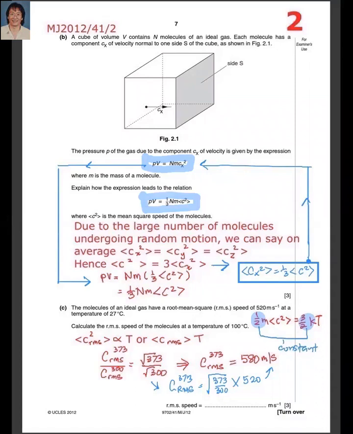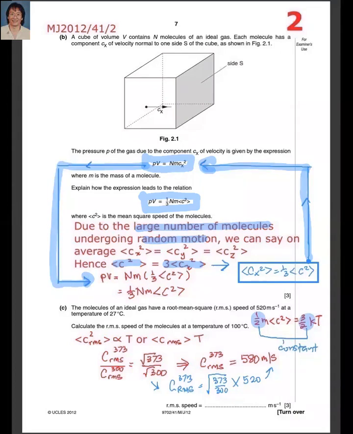You must mention that due to the large number of molecules undergoing random motion, there are two keywords here, large number of molecules, random motion, we can say on average Cx squared equals Cy squared equals Cz squared for all the molecules. Hence, c squared equals 3 times Cx squared. So that means Cx squared equals 1/3 of c squared. Then when you substitute Cx squared equals 1/3 c squared into this expression, we will get the answer, which is PV equals 1/3 nm c squared.